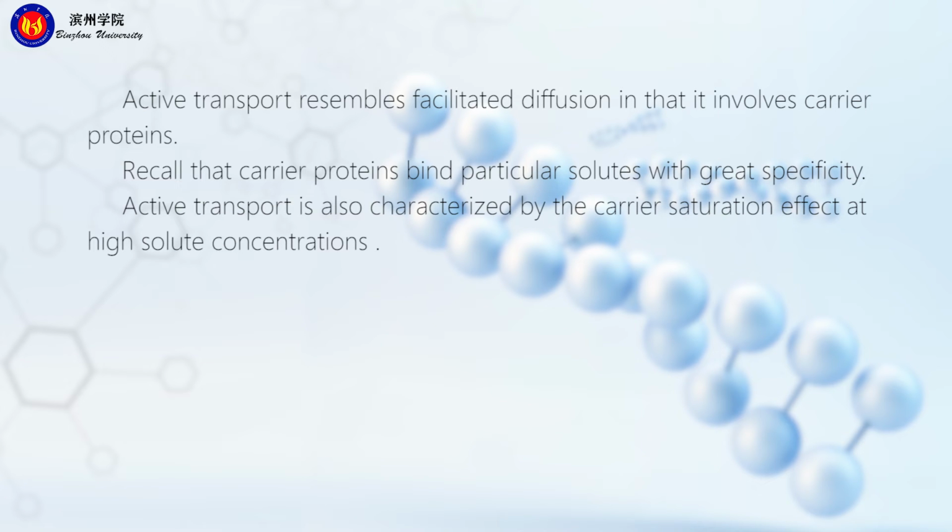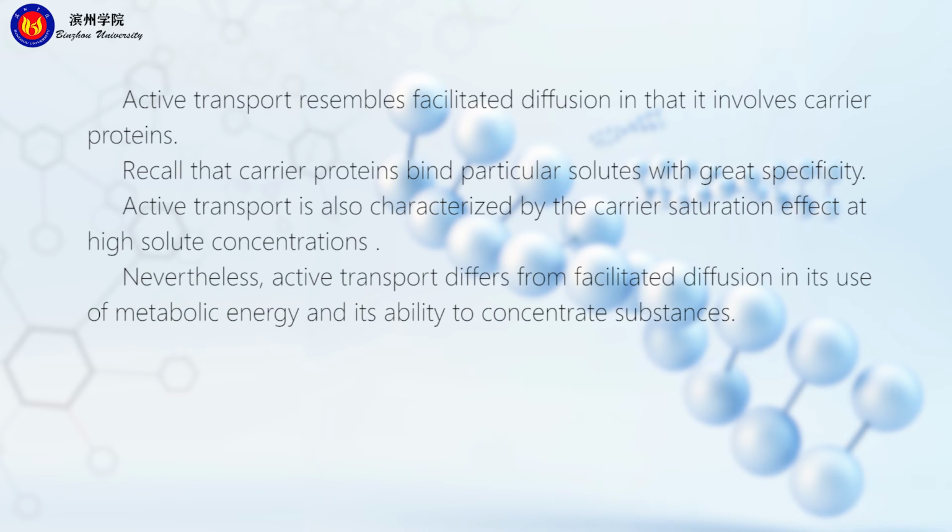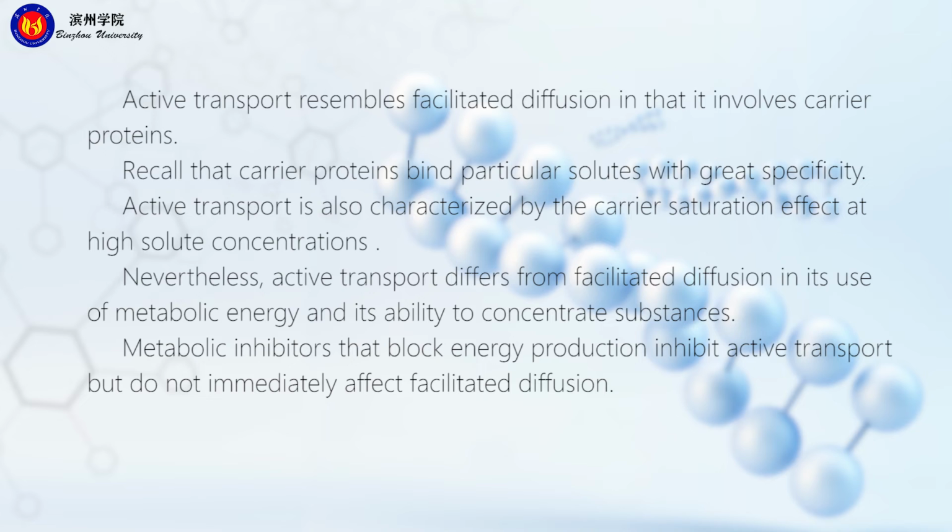Active transport is also characterized by the carrier saturation effect at high solute concentration. Nevertheless, active transport differs from facilitated diffusion in its use of metabolic energy and its ability to concentrate substances. Metabolic inhibitors that block energy production inhibit active transport, but do not immediately affect facilitated diffusion.